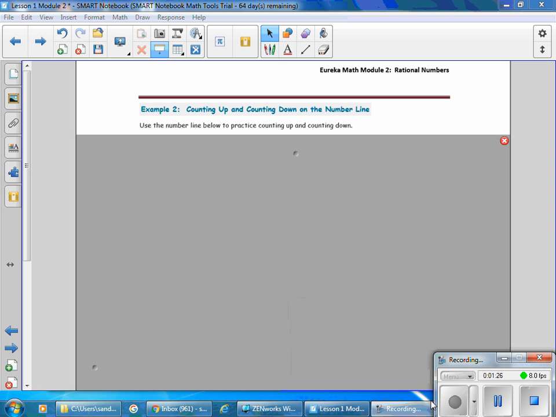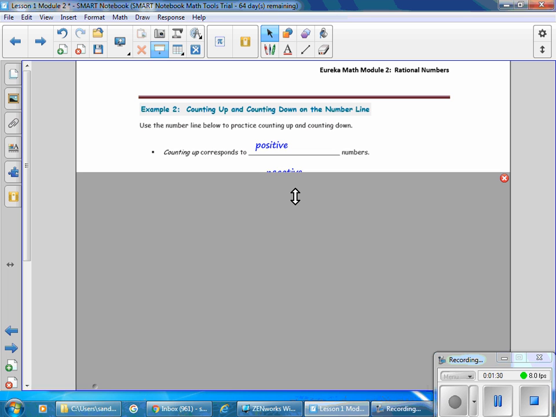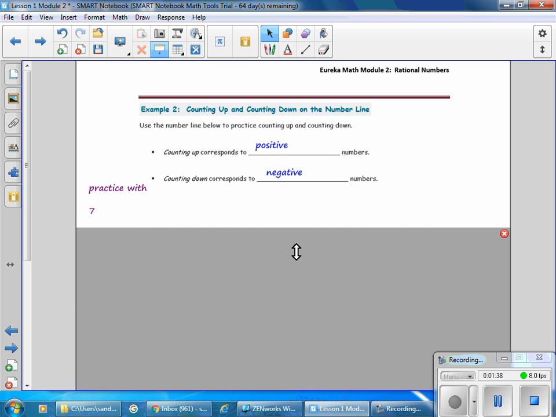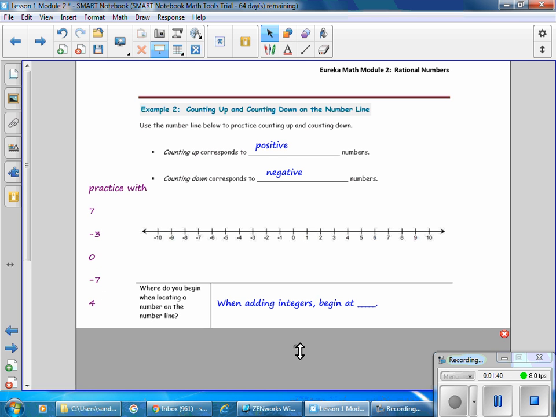Example 2. Use the number line below to practice counting up and counting down. Counting up corresponds to positive numbers. Counting down corresponds to negative numbers. Let's practice with the given numbers. For the first number, positive 7, you will move from 0 and we'll move 7 in the positive direction, which is 7 to the right.